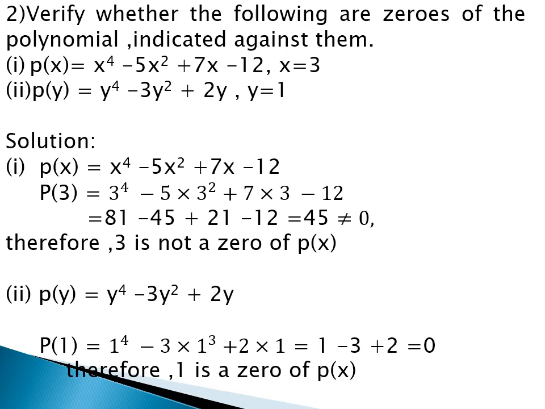P of 1 equals 1 raised to 4 minus 3 into 1 cube plus 2 into 1, which is equal to 0. After simplification, what is the value? We are getting 0. Once we got the 0 value, what can we write? The corresponding number, that is 1, is the 0 of the given p of x. So in these two questions, one is not a 0 of p of x and one is a 0 of p of x. Now I understood the difference in how to calculate the zeros of p of x.